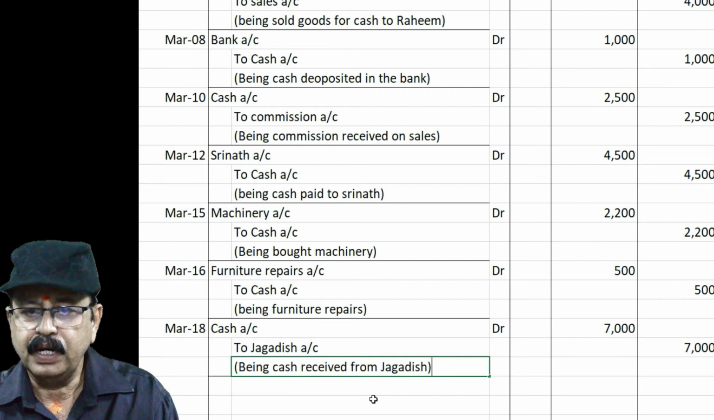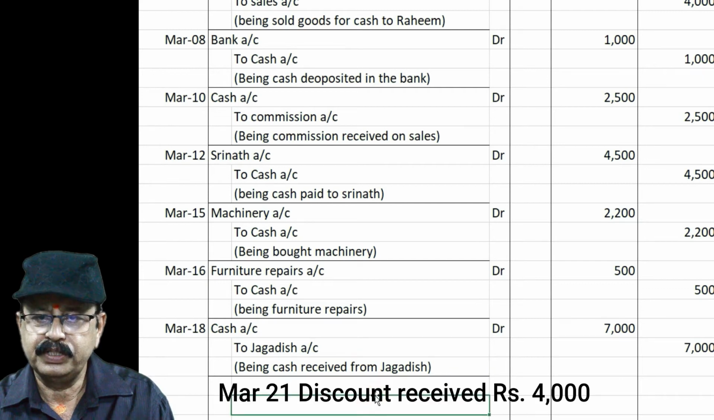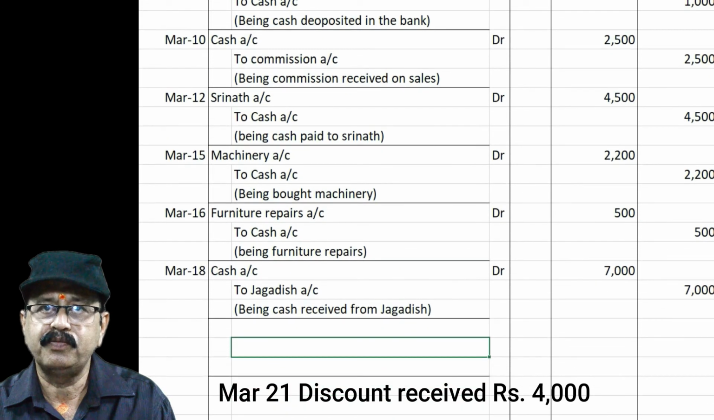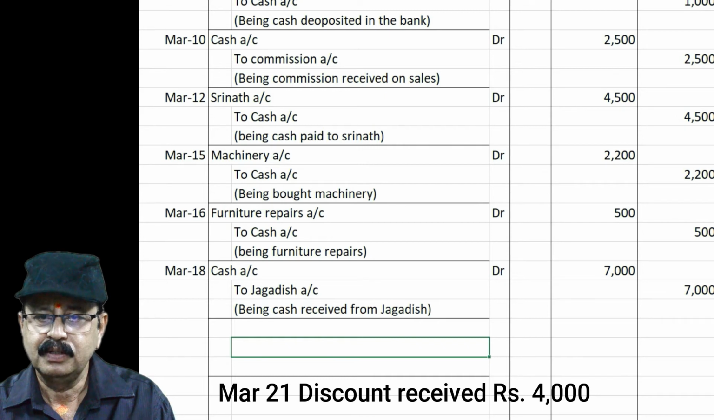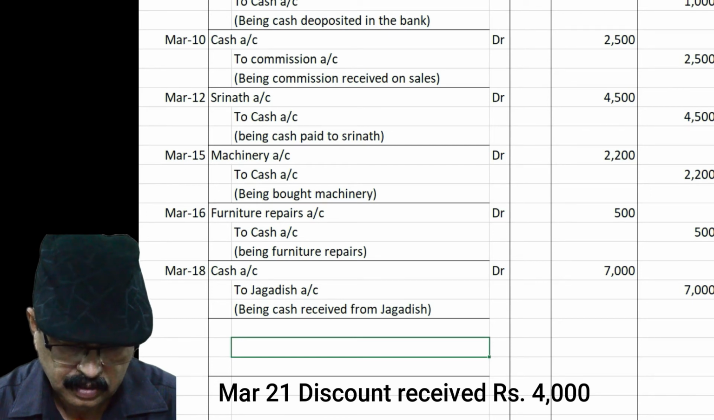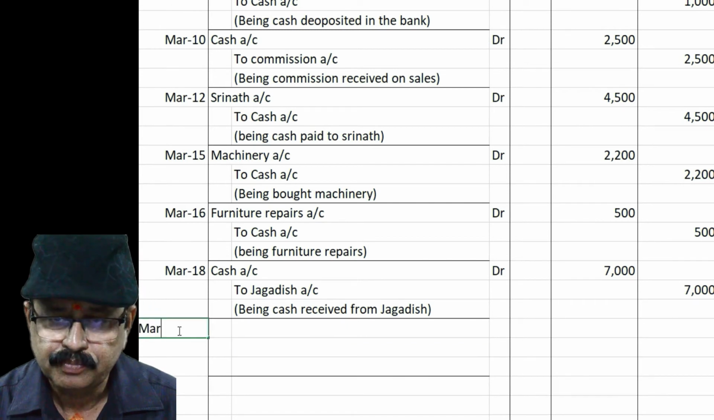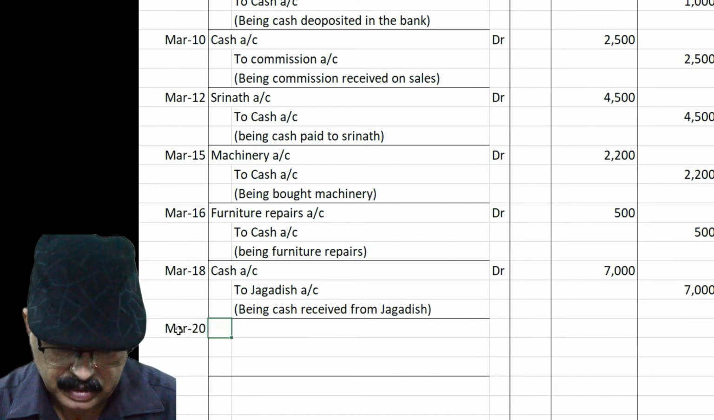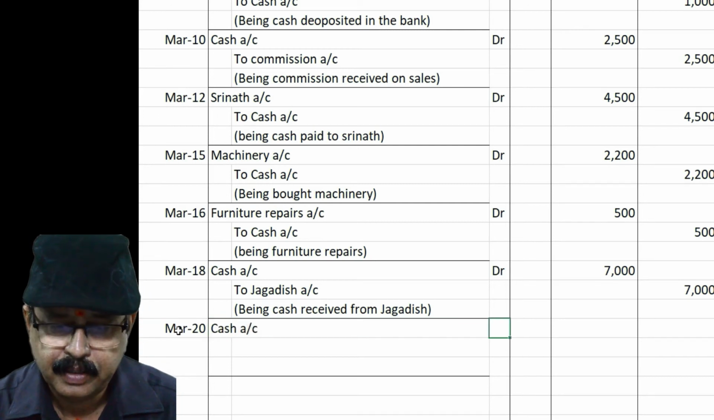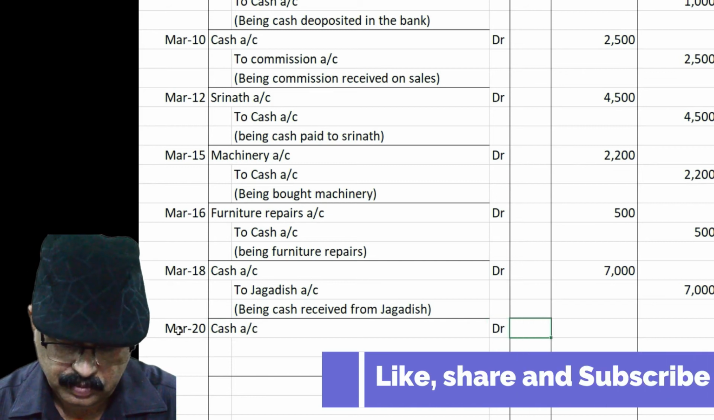Then after that, March 20 discount received. When we are receiving discount, it is a profit, so it is credit. We are receiving discount in the form of cash. Cash is coming debit. So finally journal entry is cash account debit to discount. That is on March 20. So write March 20 here. March 20. First what we should write? Cash account debit. Cash account is 4,000.